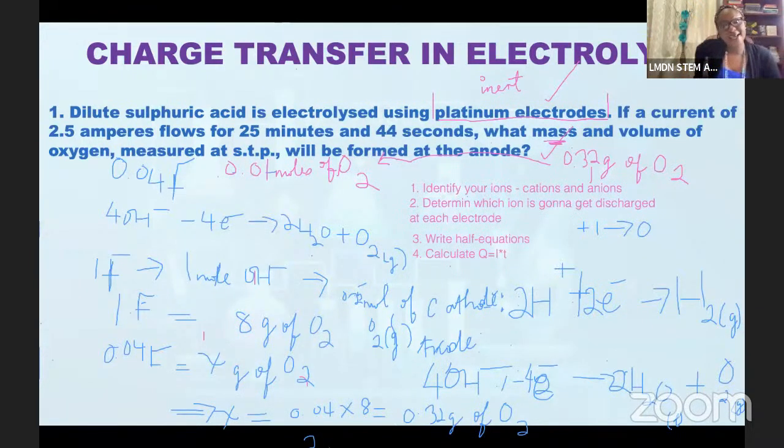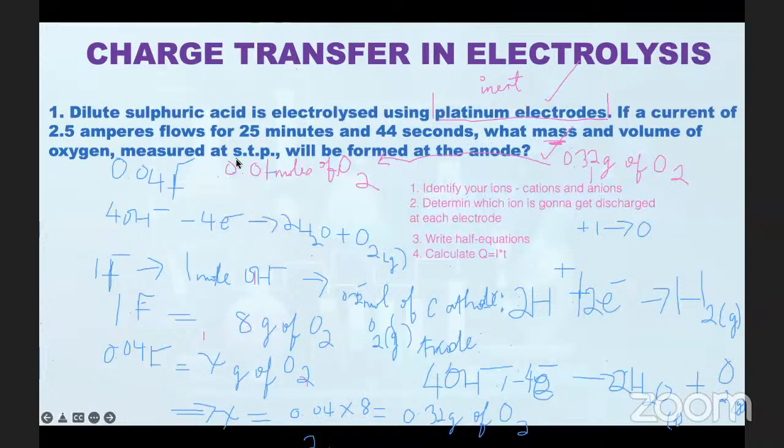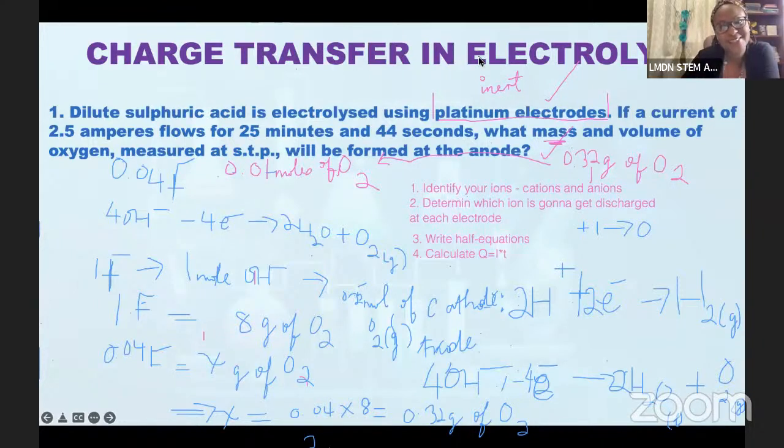1 mole occupies 22.4 dm cube at STP, but we don't have 1 mole. We have 0.01 moles of O2, and that is going to occupy what volume at STP? 0.224 dm cube. That's exactly right. All right.